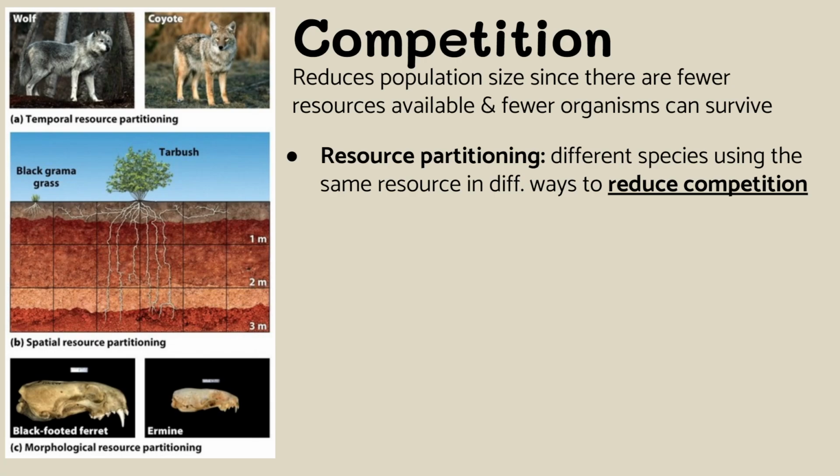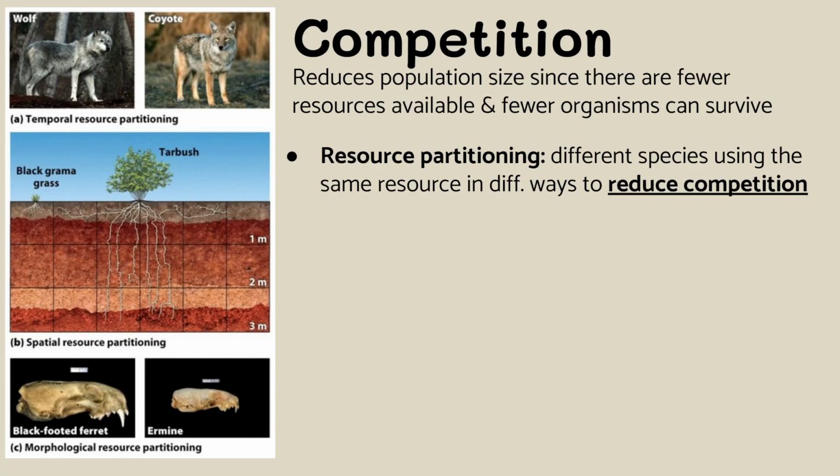Finally, we have competition. In competition, remember that it's going to be a lose-lose situation. Both species that are competing with each other are going to have fewer organisms survive, and their populations are going to be smaller as a result. However, something called resource partitioning or resource sharing can allow these different species to utilize the same resources in slightly different ways. That is going to reduce competition.